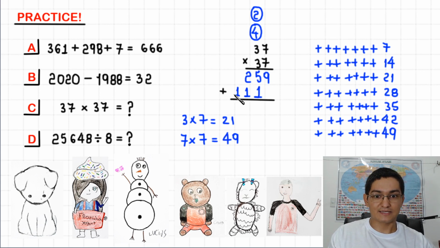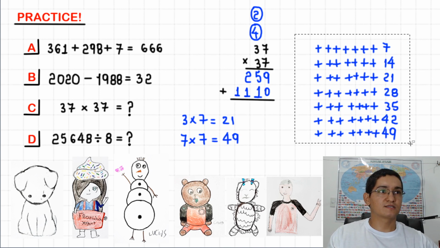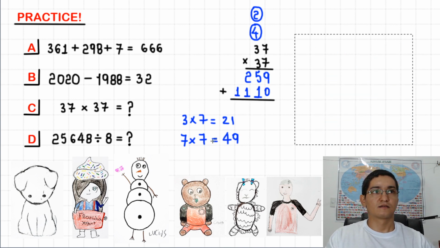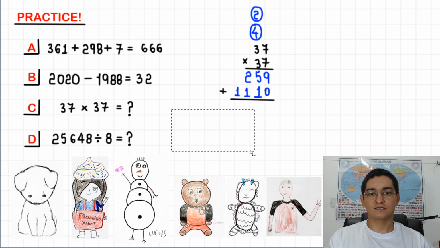Mariana asked if we could write a 0 here, right? In the last video, no problem, we can write a 0 here. Let me erase this and also erase this, and let's continue.